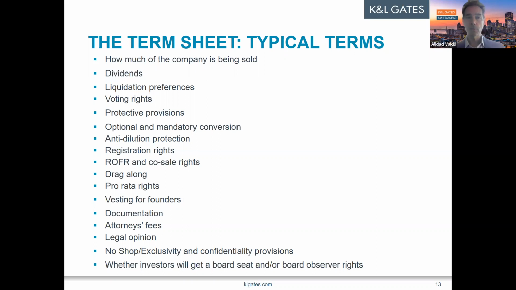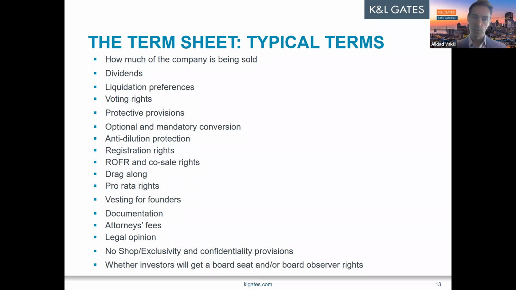So looking at the term sheet, here are some of the typical terms you can expect to see. I'm going to run through the list and we'll talk about a few of these. So dividends, liquidation preferences, voting rights, protective provisions, and there's a list of others, as you can see: pro rata rights, vesting for founders, whether there's going to be a legal opinion or not, whether the investors get a board seat or not. So this is really important to understand.